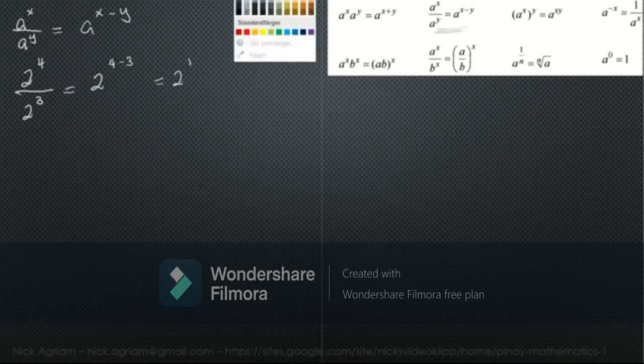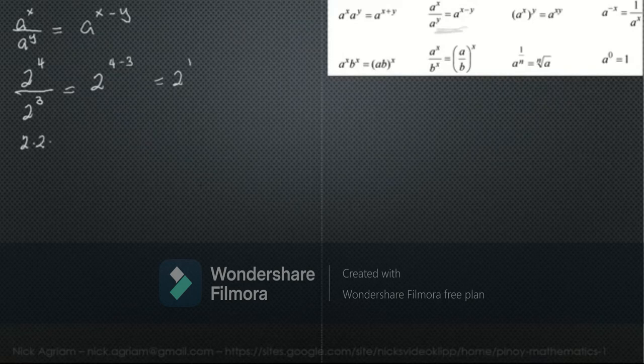Why? Because of this. 2 times 2 times 2 times 2 divided by 2 times 2 times 2. When the numerator and denominator are the same, then it will become 1. So you can cancel the 3 2s, and the only remaining is 2 raised to 1, or just 2. That's the numerical proof of this law of exponent. It is called division. The first one is the law of exponent in multiplication.